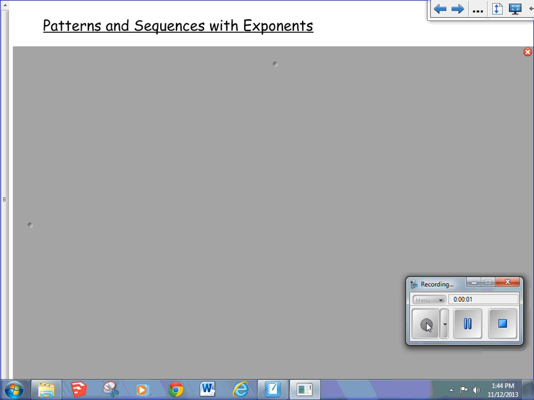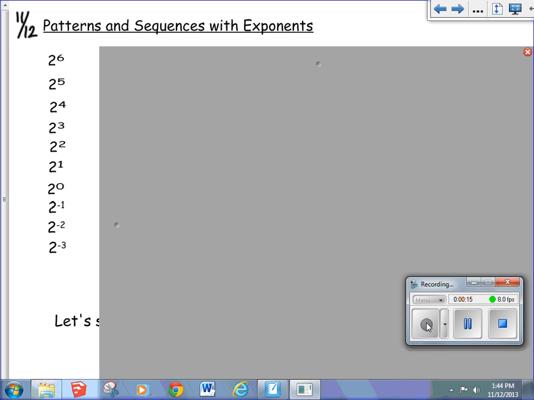Okay, today is November 12th. And the lesson that we're covering for today is learning about some exponents by looking at patterns and sequences. So we're going to learn something you haven't seen before.